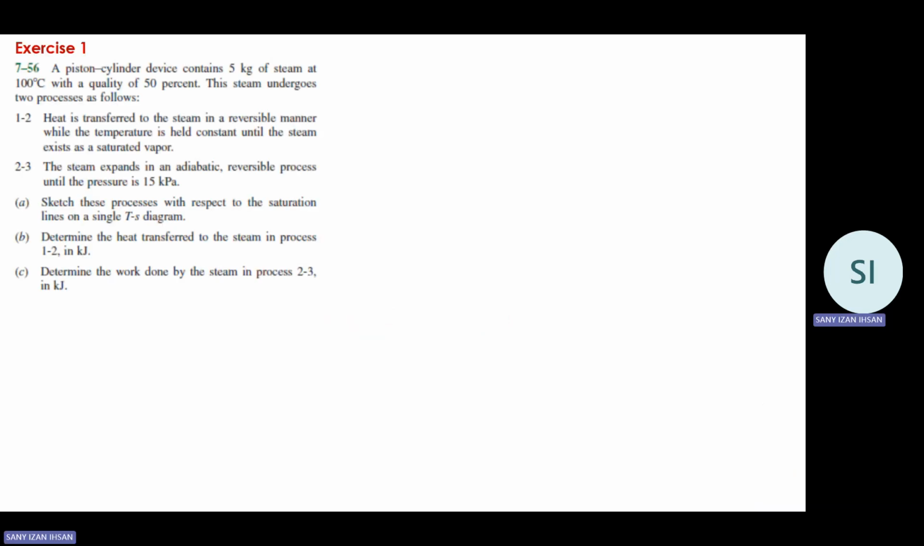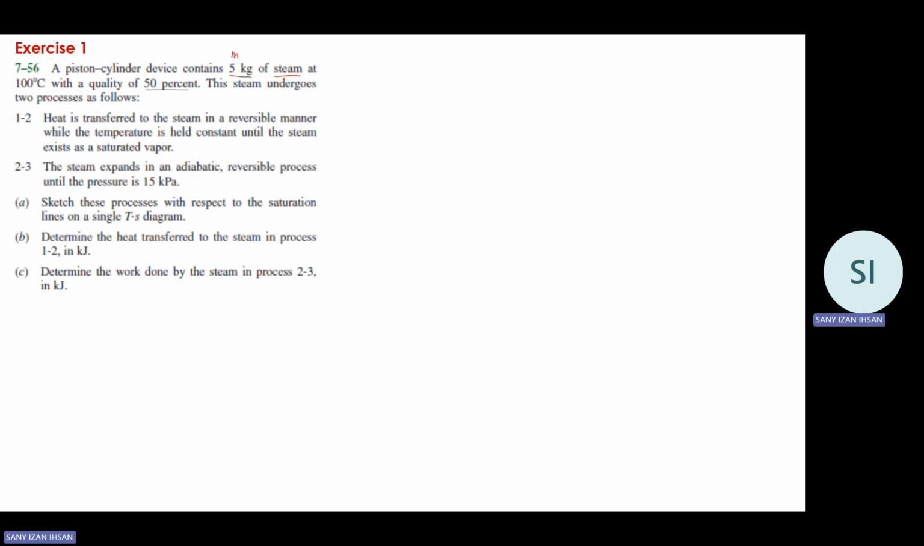This is a tutorial for Chapter 7, Entropy, Thermodynamics. Let's go to the first question, 7.56. A piston cylinder device contains 5 kilograms of steam. Mass is 5 kilograms and the substance is steam. The initial temperature is 100 degrees Celsius with a quality of 50%. Given the quality, you know that state 1 is in the saturated liquid-vapor mixture. You are given the initial temperature.